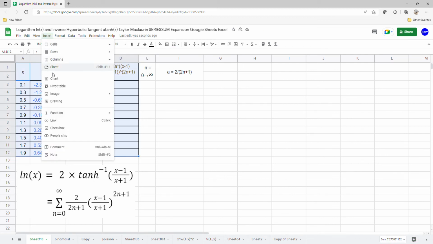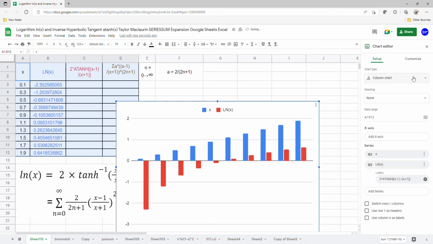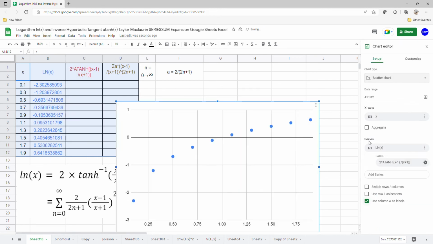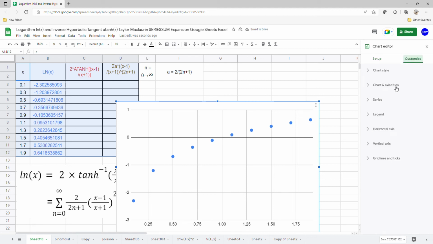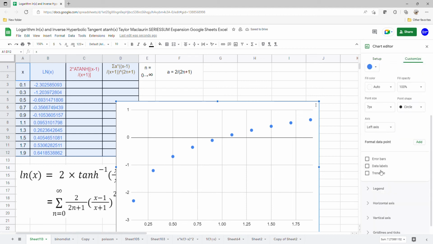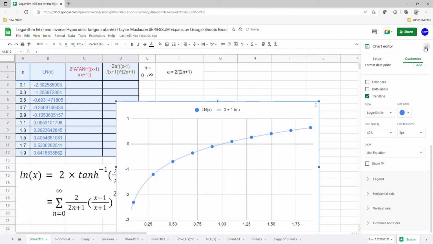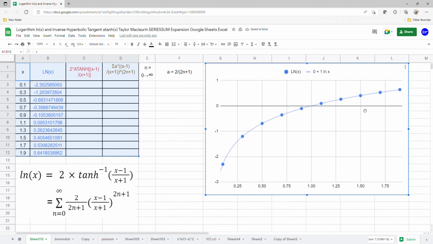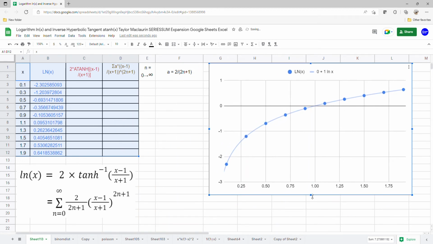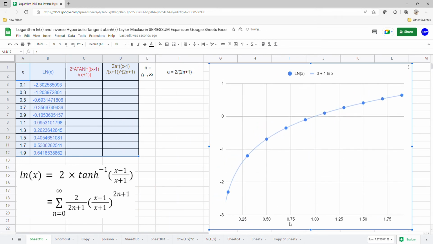Insert chart. And we use scatter chart. Row 1 is header. And the series, you show the trend line. This is logarithm, so we use the logarithmic regression and use the equation as label. So here's our trend line and the logarithmic equation of the trend line. 0 plus 1 ln x.